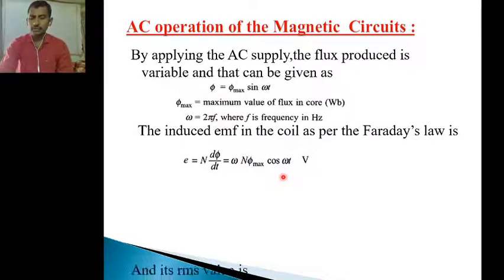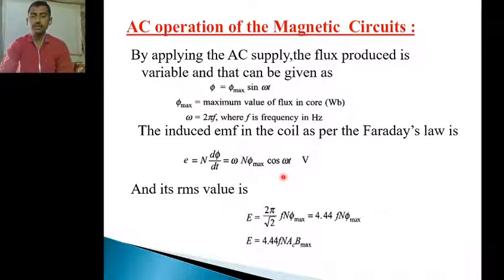If you consider the RMS value, E is equal to what? If you substitute omega is equal to 2 pi f, and consider the RMS value, we get 2 pi by root 2 into f into n into phi maximum. The value of 2 pi by root 2 can be written as 4.44. So the EMF equation is 4.44 into n into f into phi maximum. However, this can also be written as f into n into AC into B, because the flux phi is the flux density into area, so we can represent it as B maximum into AC.